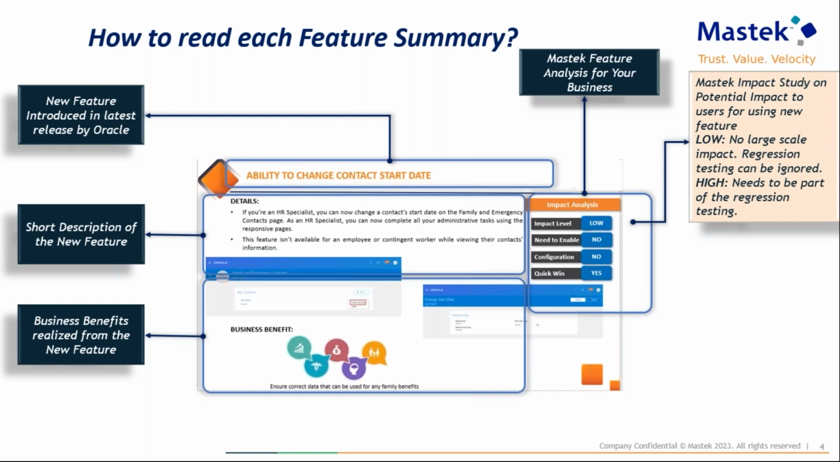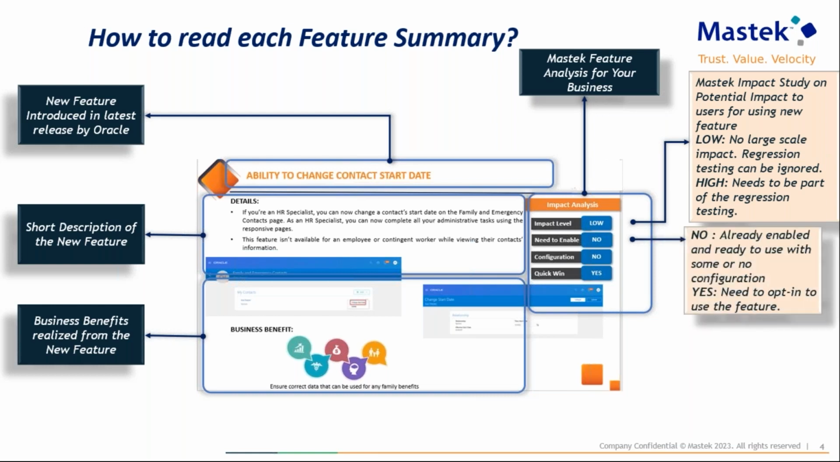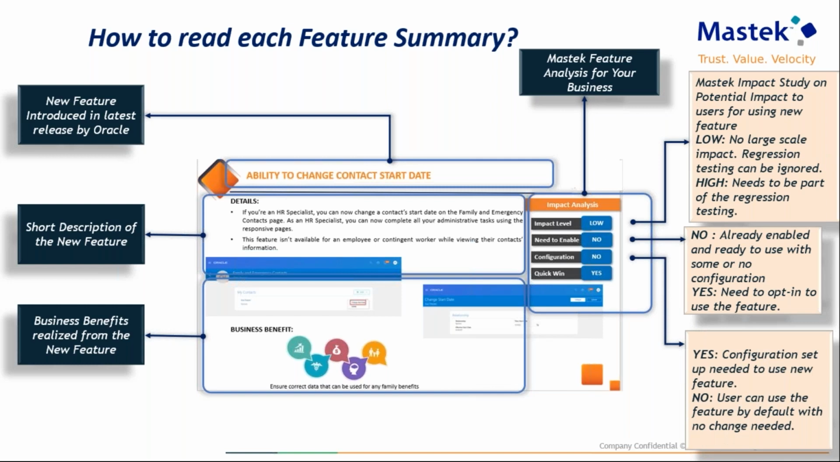What we mean is, if it's a low impact, then regression testing can be avoided. If it's a high impact, then we need to opt for regression testing. The second one: we are all aware that some features are auto-enabled by default by Oracle, and there are some which we need to opt for. The third one highlights the nature of the feature. Certain configuration may be required, and some features can be used without any changes.